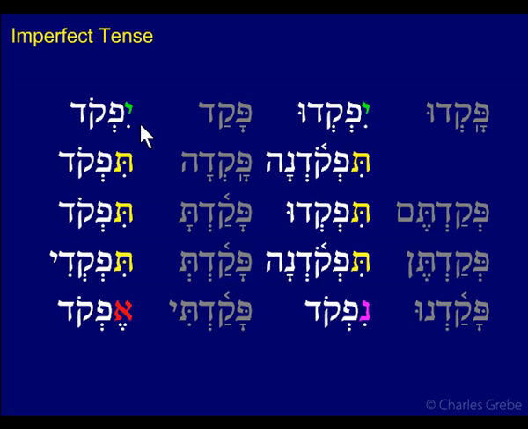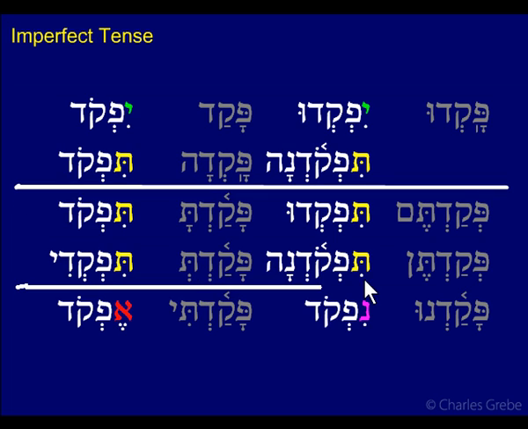First of all, we have yud, and you'll notice that there's a yud over here and over here. The yud marks the third person masculine. If you remember, maybe we'll divide this up just for this slide into persons. So here we have third person, second person, first person. The yud marks the third person masculine, not feminine, that's the feminine line here, just the masculine line in both the singular and the plural. So we have yifkod and we have yifkdu.